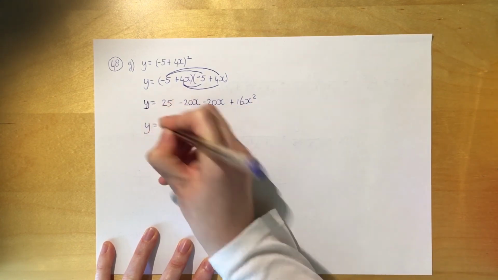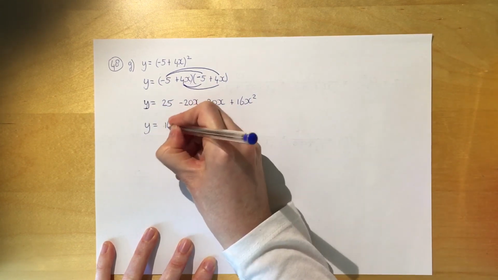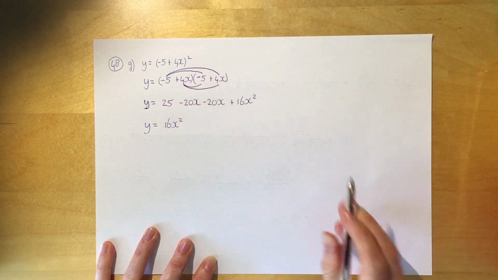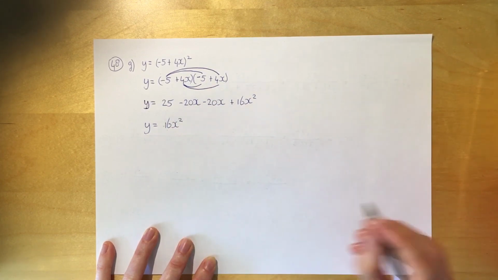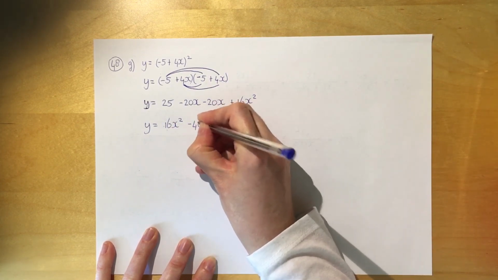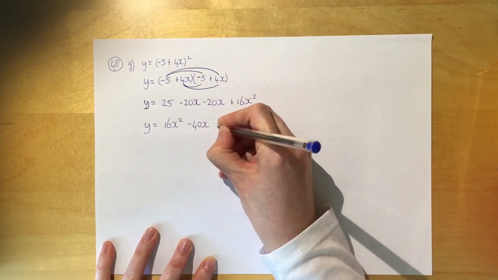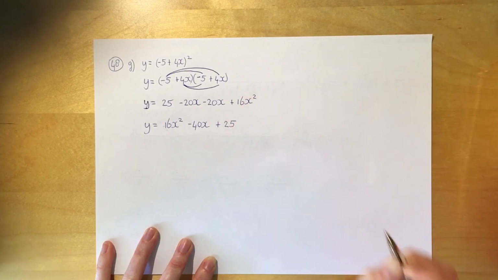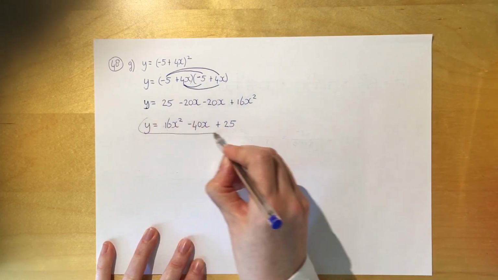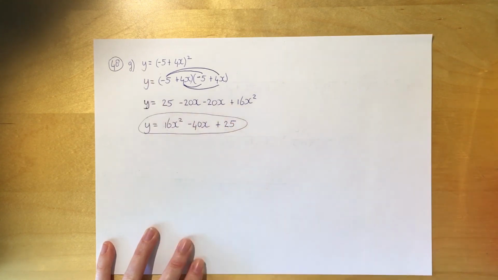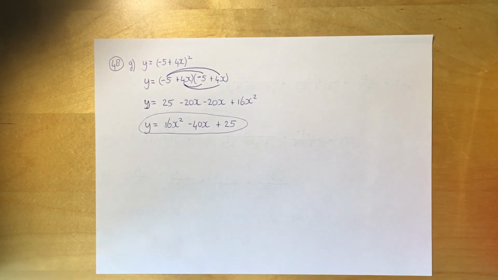This can be written shorter. I start with the highest power, so 16x squared in the front. These two can be collected together and becomes minus 40x. And the last term is plus 25, which I write at the end. So this is the first formula written without brackets. That's all you need to know for section 9.6, calculating with powers.